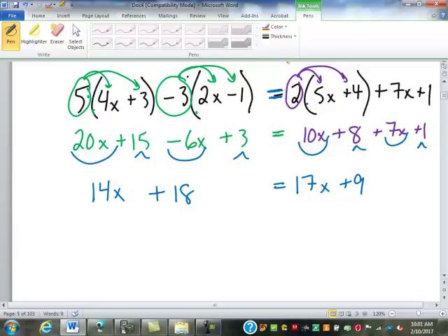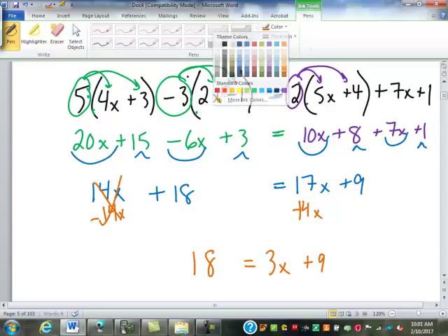Well, we've got an x on each side. Perfect. So we've got to take away the 14x. So we've got to subtract 14x over here as well. So on the left side, we're left with just 18. On the right side, we've got 17x minus 14x is 3x. Then we have +9 here.